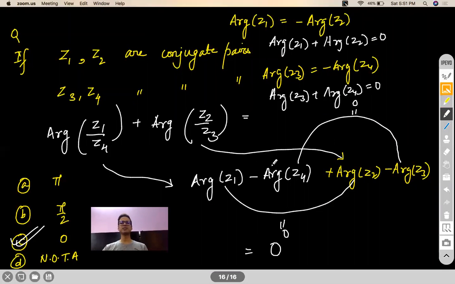Okay. So you don't need to assume anything for you to do it. You can directly apply basic properties and get this problem solved. Is this fine? Is this clear? Is this understandable?